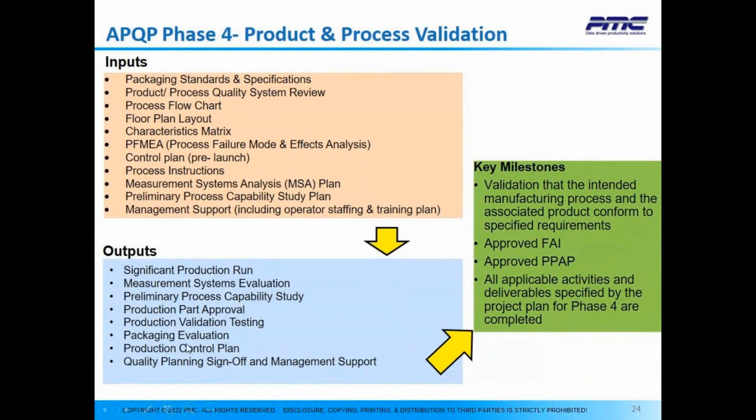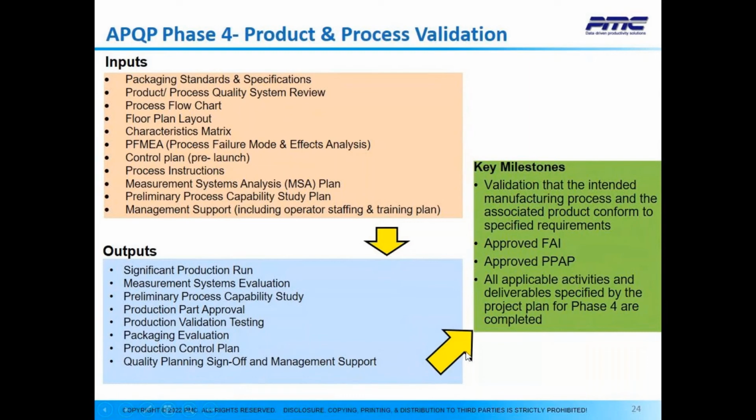Now, a key point here: in phase 3, we had a pre-production or pre-launch control plan. In phase 4, we call it the production control plan. Even though we are validating the product and the process, the control plan in this phase is going to represent how it's going to be in production. So that's why we call it the production control plan. And the quality planning sign-off and management support.